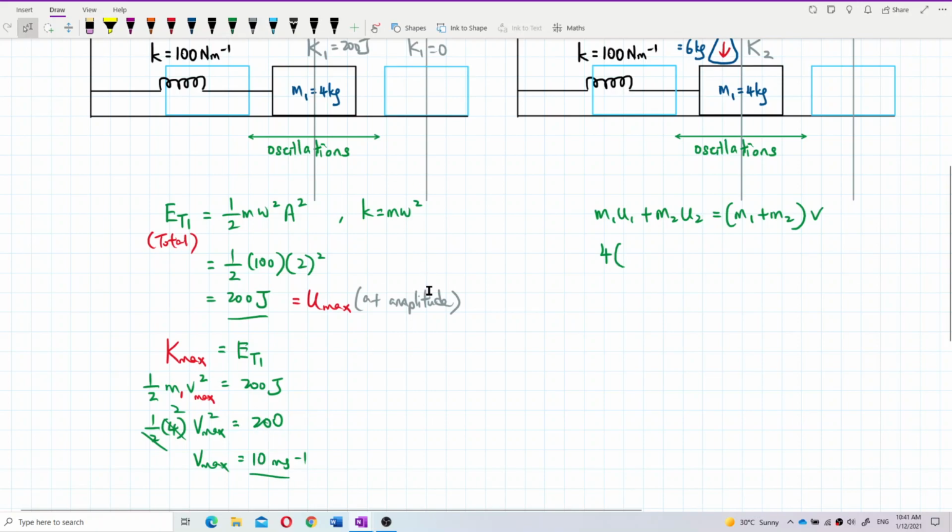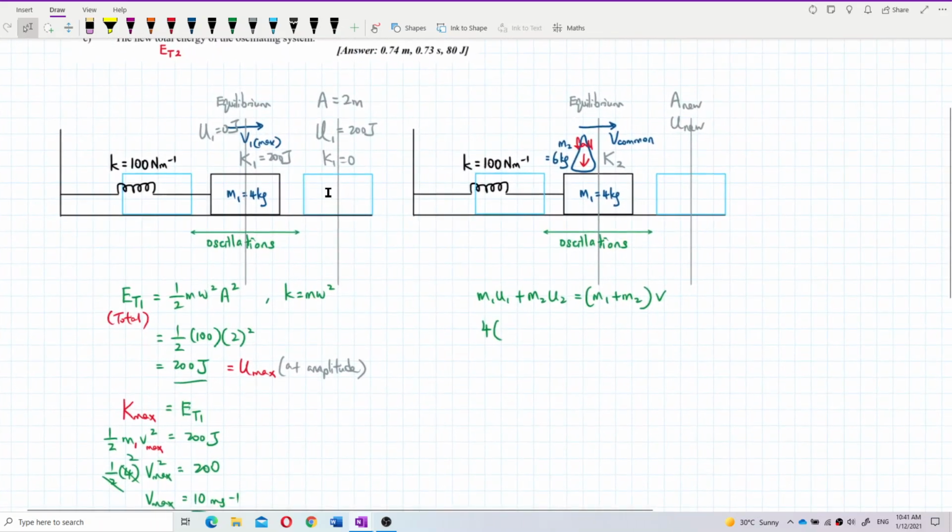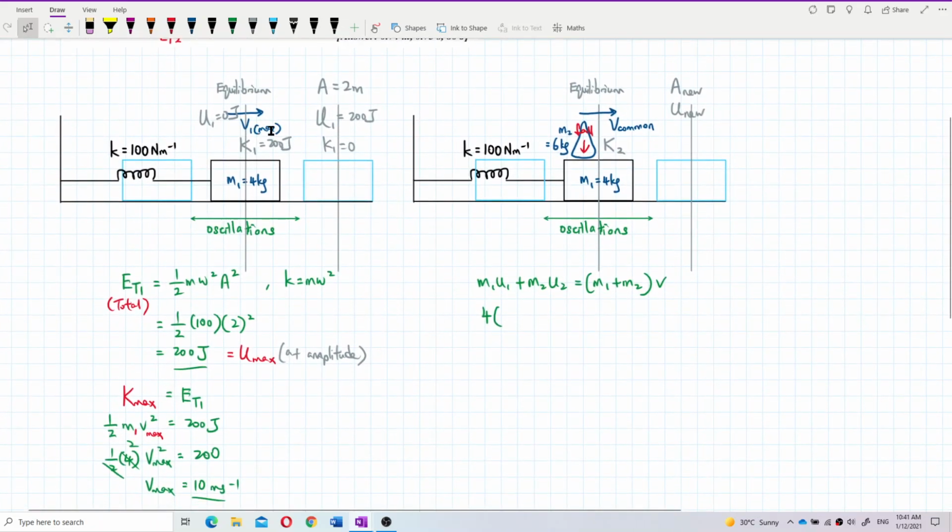So we can write there the velocity maximum here. The velocity maximum here is 10. Understand? The velocity maximum here is 10. The amplitude here is 2 meter. The maximum velocity here is 10.